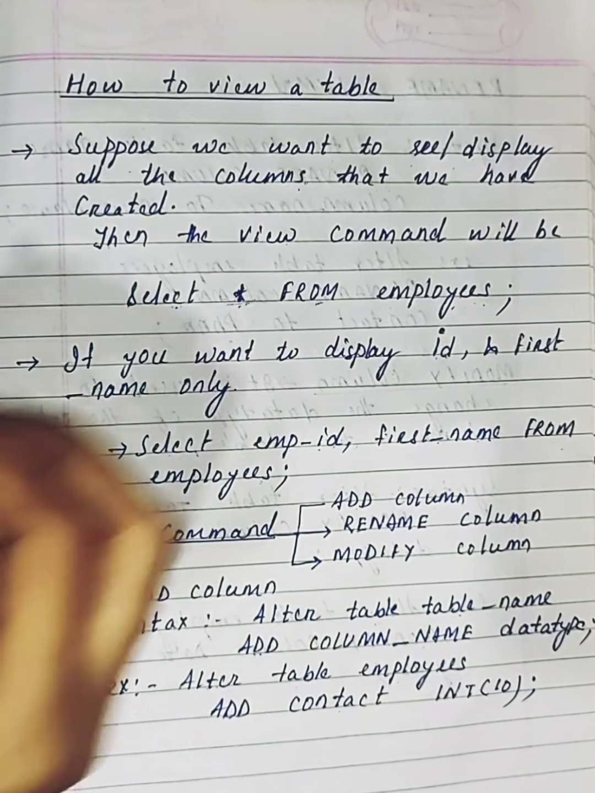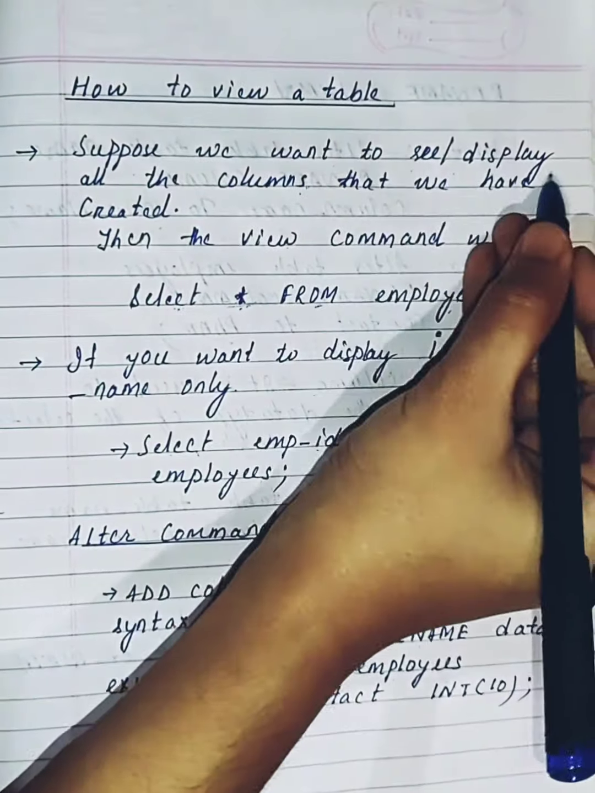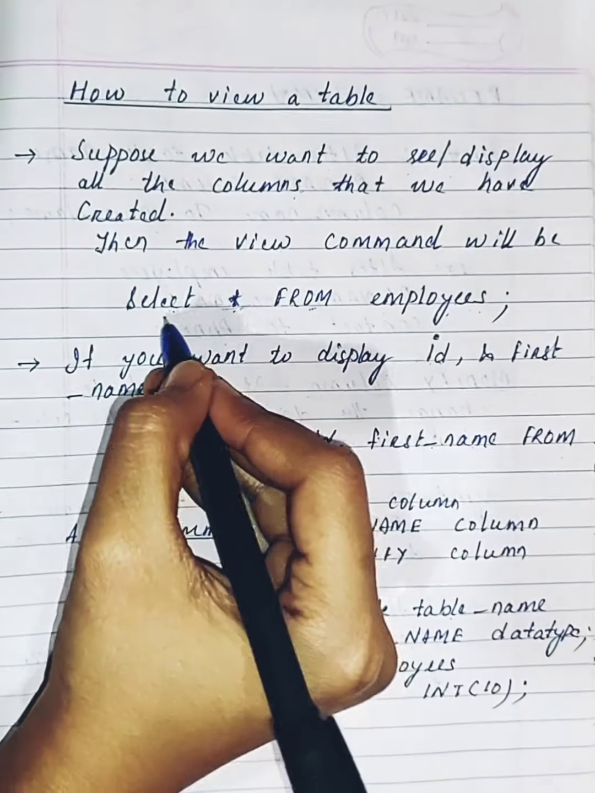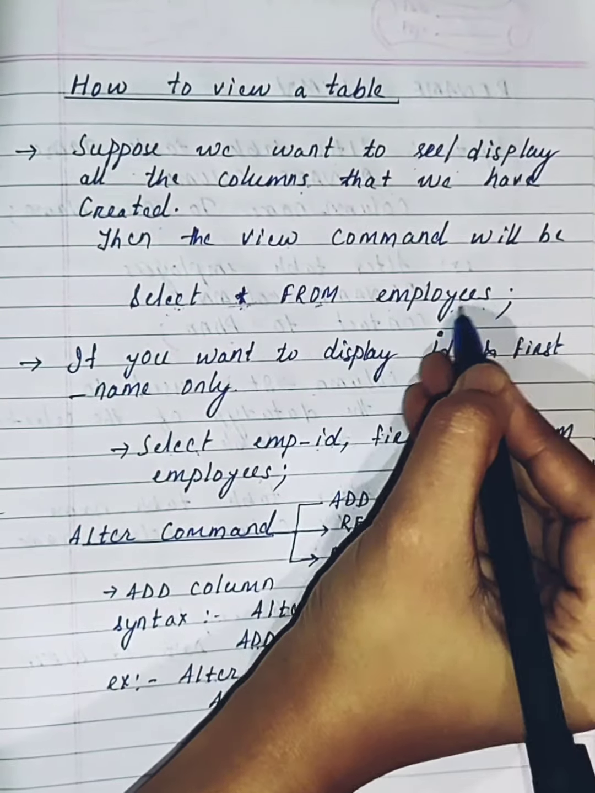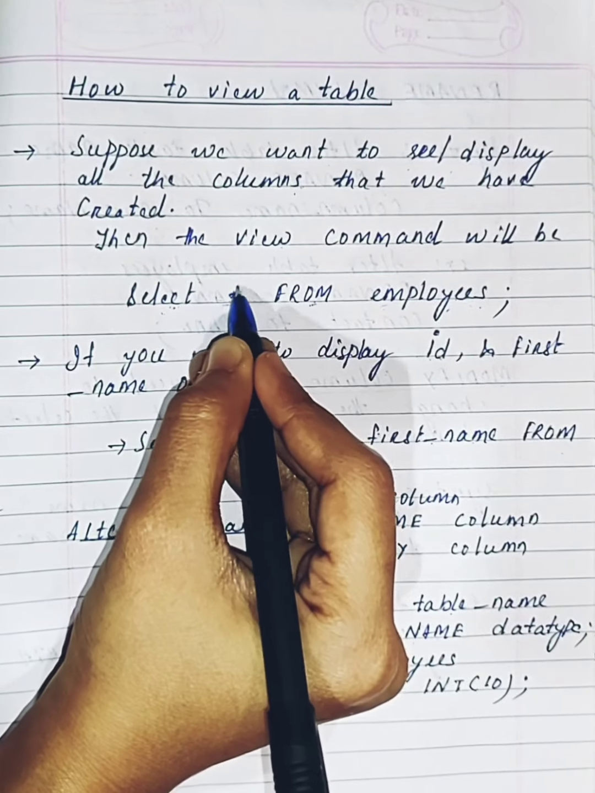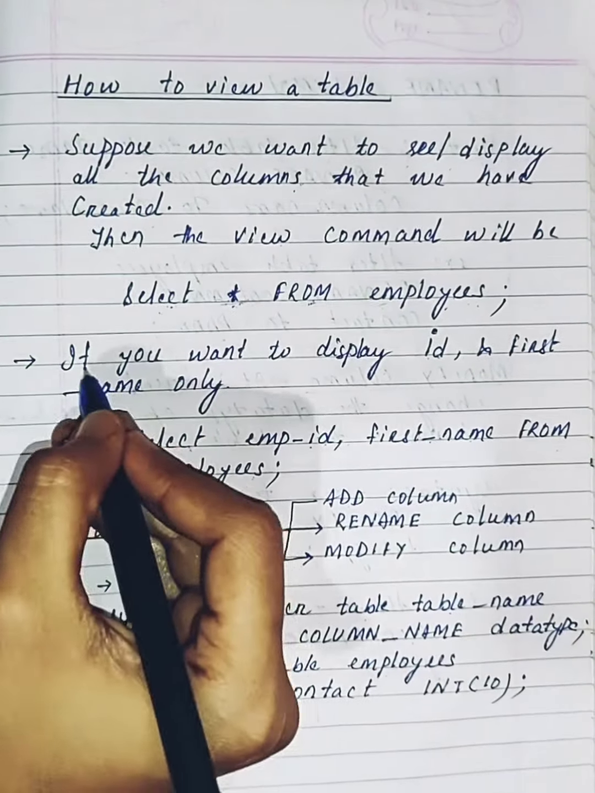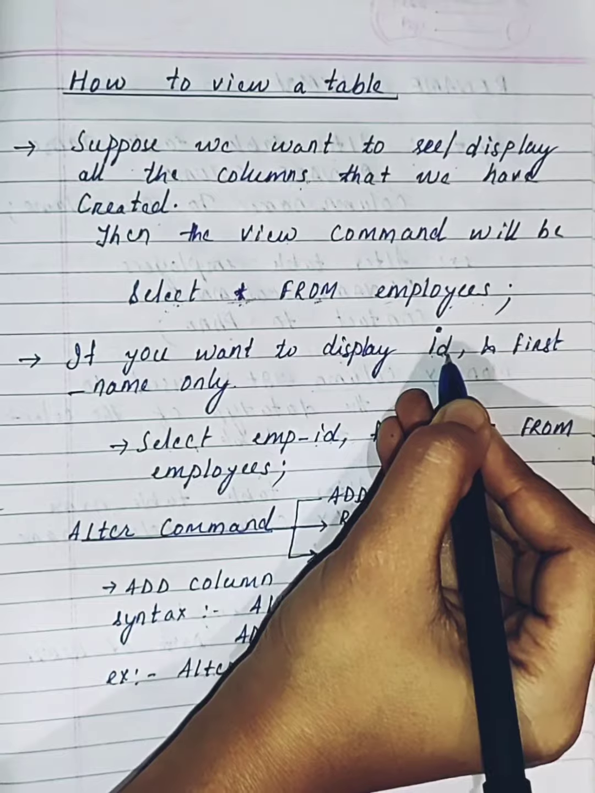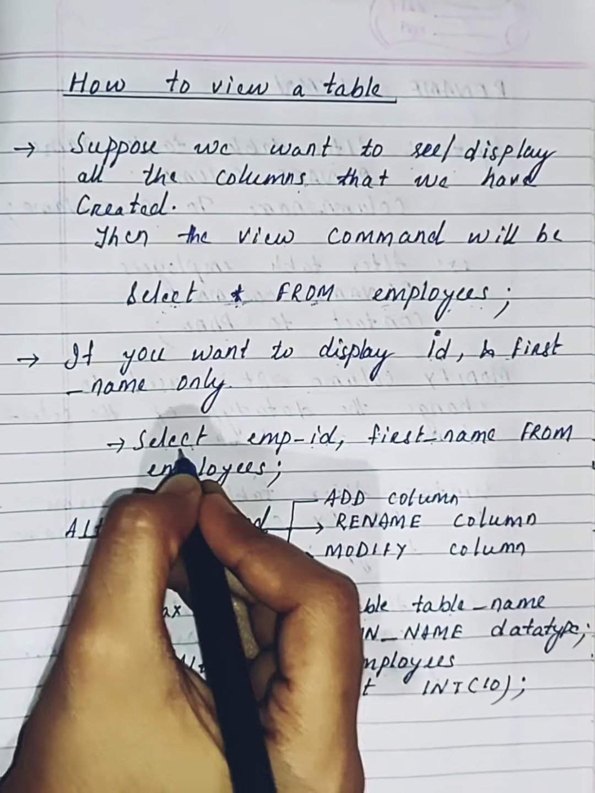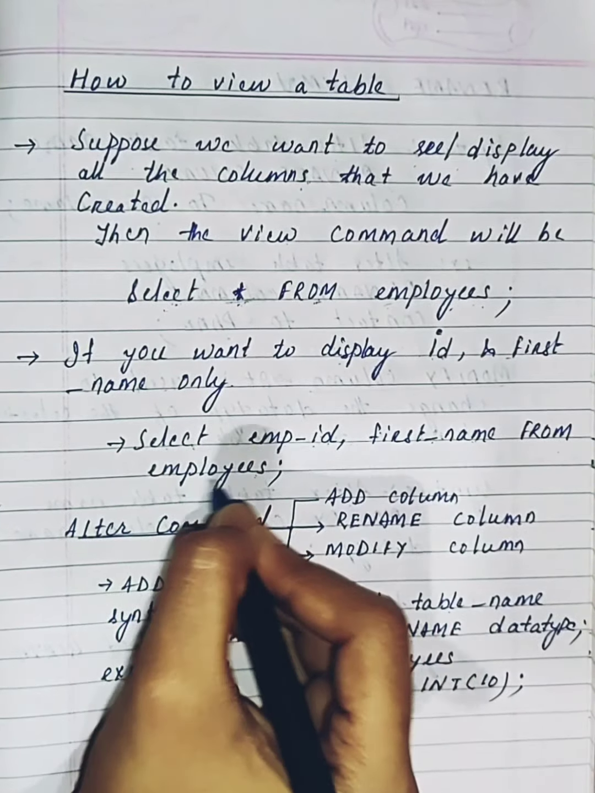Now moving ahead, how to view a table that we have created. Suppose we want to see or display all the columns that we have created. Then the view command will be select asterisk from the table name, that is employees. Here asterisk means we want to display all the columns that we have created. Now if you want to display only the employee ID column and the first name column, then we have to write select employee ID, comma, first name from the table name, that is employees.